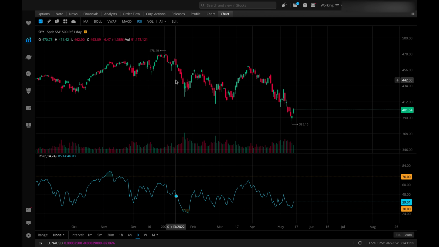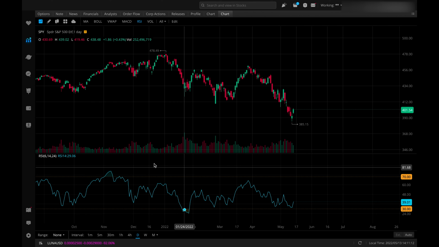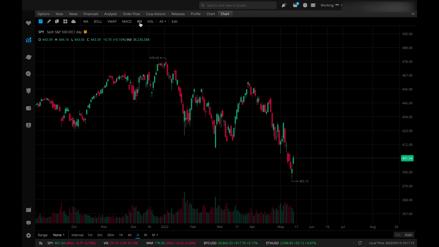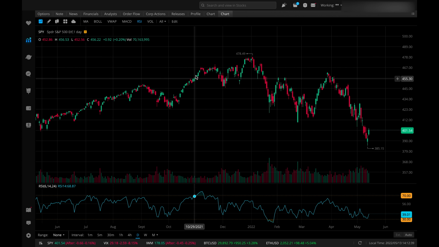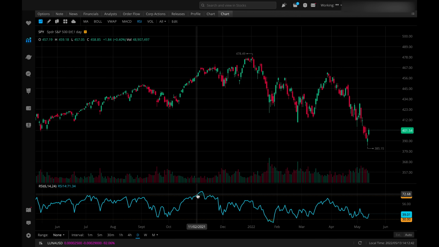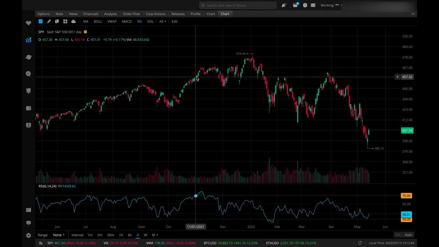So if we look at SPY on the daily time frame, I have my RSI turned on. You can do that by just clicking the RSI button in the indicator tab. Now let's say back here when the RSI hit over 70, I decided to grab puts. So that'd be around 457. Then what do we see happen?